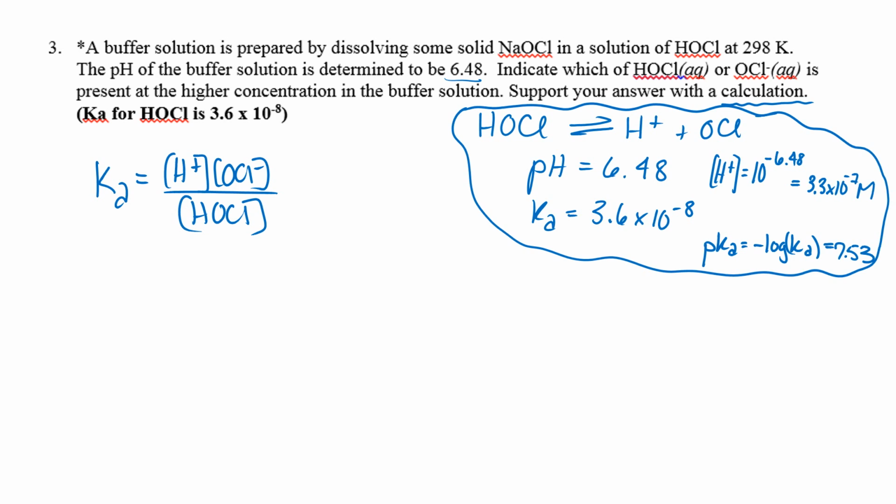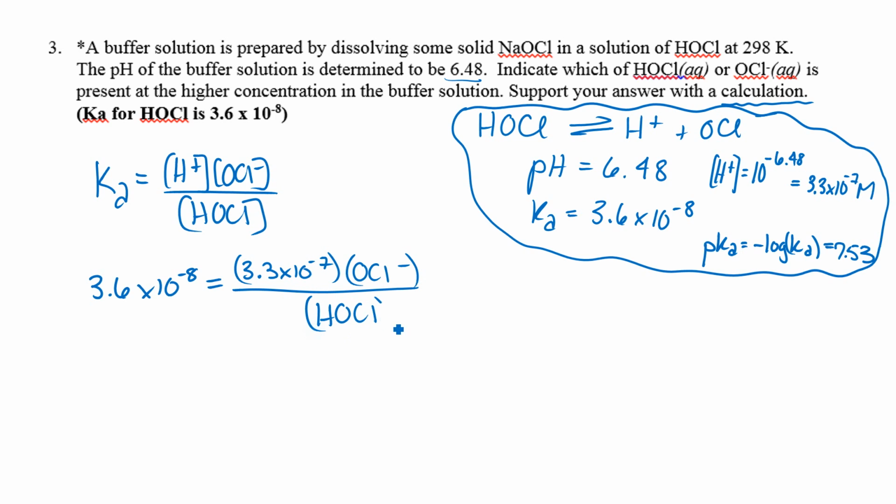If I were being asked to solve for a particular concentration, I might set up an ICE chart and solve for X, but notice this is not asking me for that. This is just asking me for a ratio. So let's just plug in what we do know. I do know the value of Ka, so this is 3.6 times 10 to the negative 8th. I do know the value of H+, this is 3.3 times 10 to the negative 7th. And then that will give me my ratio of OCl minus to HOCl.